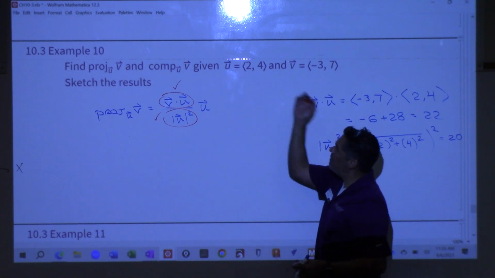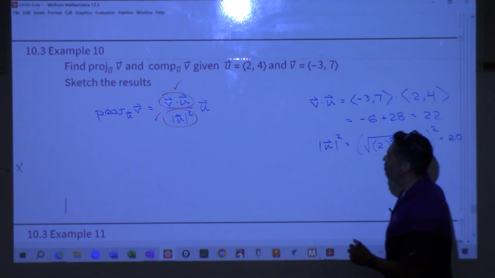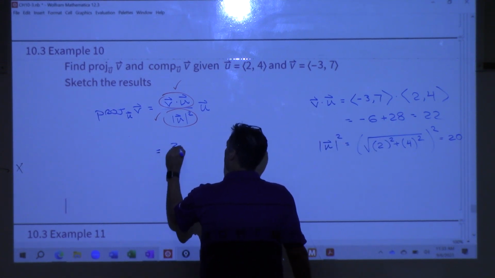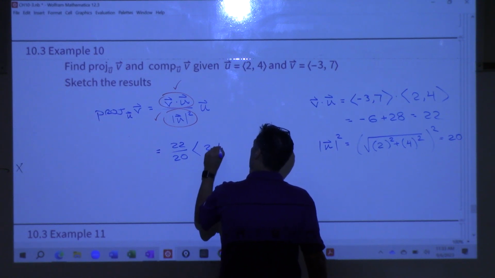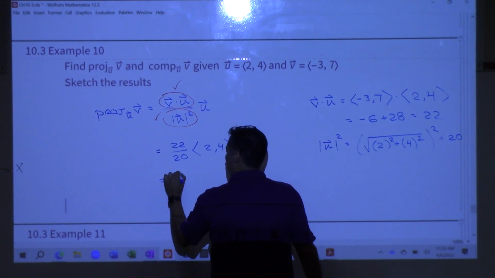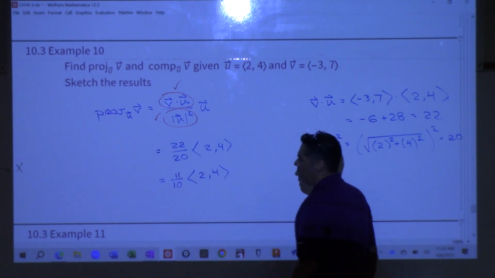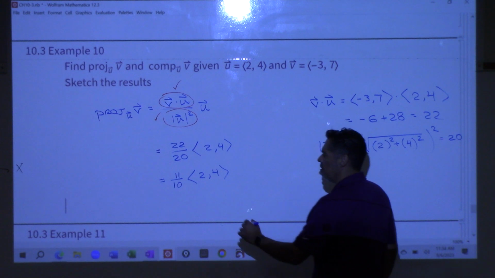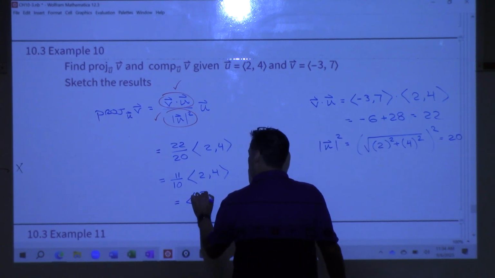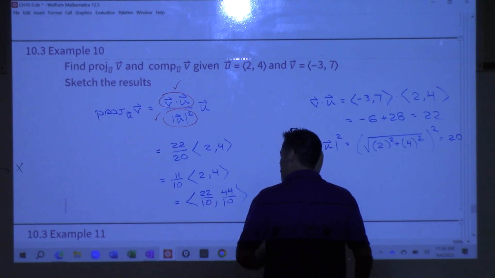And then u is just the vector itself. I don't have to do anything with that, right? So I'm going to put 22 over 20, and then the vector 2, 4. Let's reduce that. That's 11/10 times the vector 2, 4. And how do we scale a vector? Just like a distribution, you just pass the constant through. So this becomes the vector 22 over 10, 44 over 10.